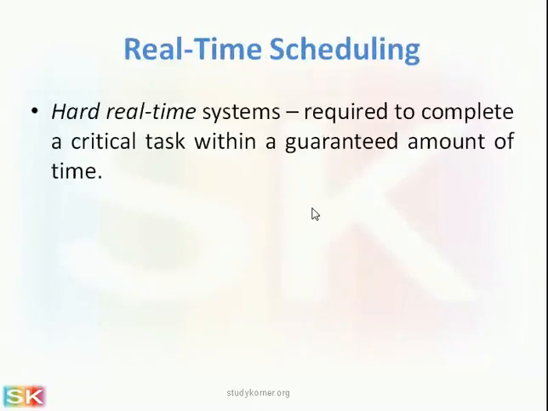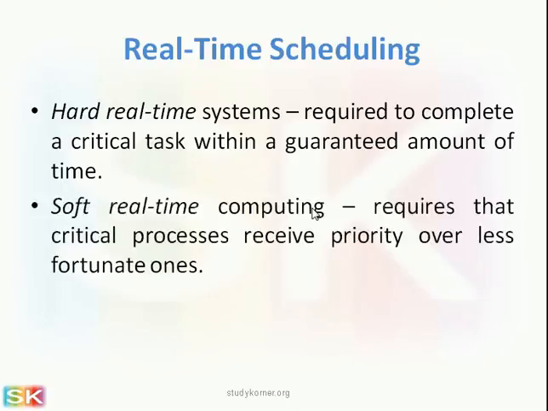For real-time scheduling, hard real-time systems require completing a critical task within a guaranteed amount of time. So in this case, we need to schedule the hard real-time problems with immediate scheduling of these processes. Soft real-time computing requires that critical processes receive priority over less fortunate ones, right?